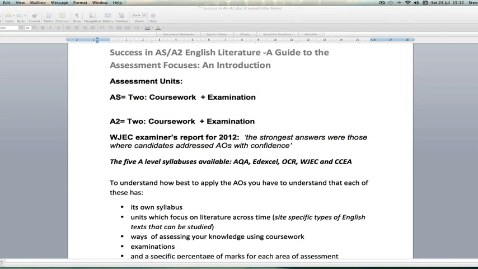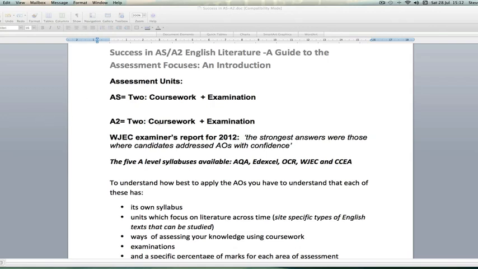As you can see, the AS has a unit of coursework and a terminal examination. The coursework, which we'll come on to at a later date, is broken down into different types of activities depending on the type of exam board that you are following. And the same is true of the A2, which again is broken down into normally an extended essay and then a final closed book examination, but again they do vary from exam board to exam board.